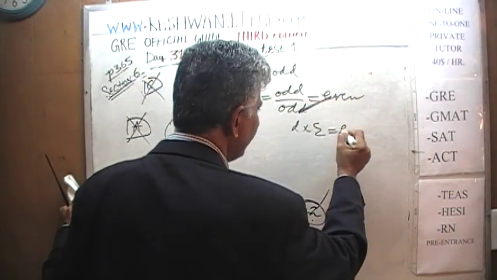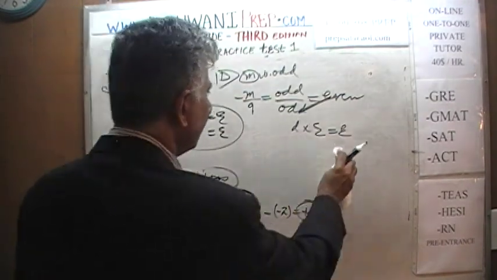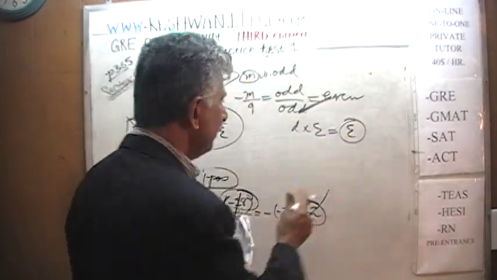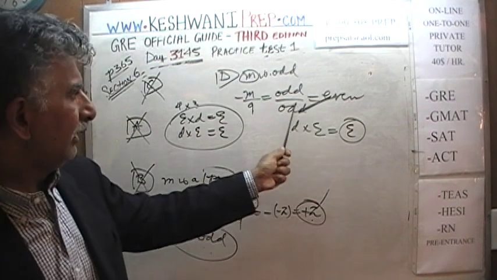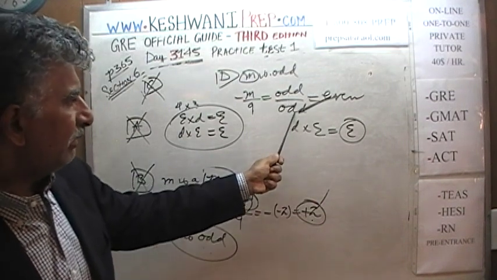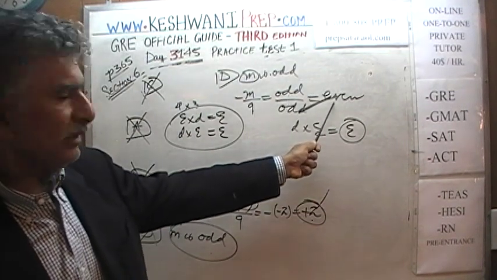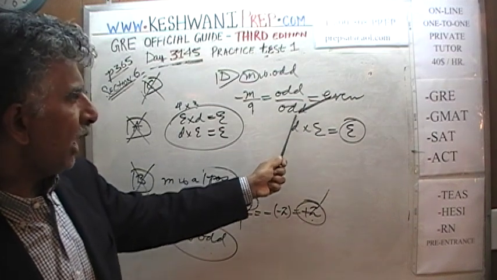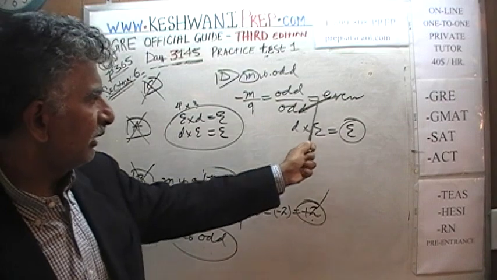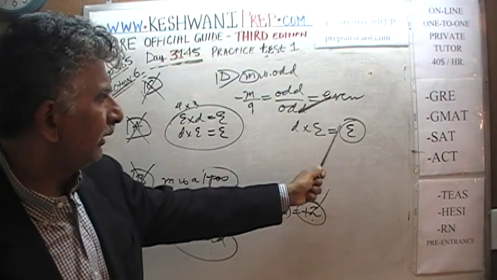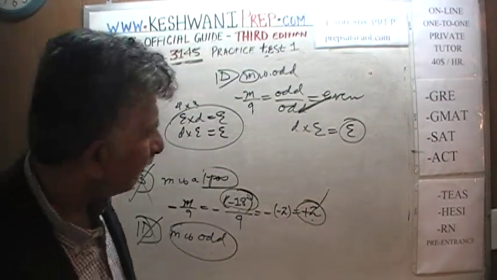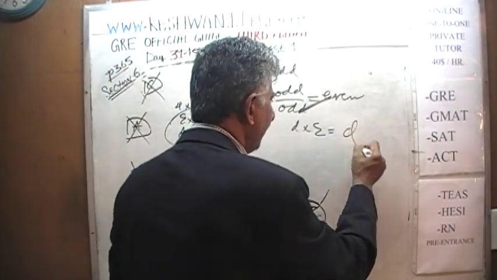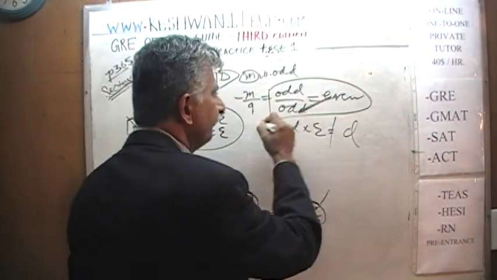odd times even is even. It has to be even. It's right here. Odd times even has to be even. When we multiply odd times even, it has to be even. But in this equation, if we divide an odd number by an odd number, it tells us we're going to get an even quantity. It is impossible to divide two odd numbers and get an even number. Because if we cross multiply, odd times even is even. Odd times even cannot be odd, which is what this is saying.